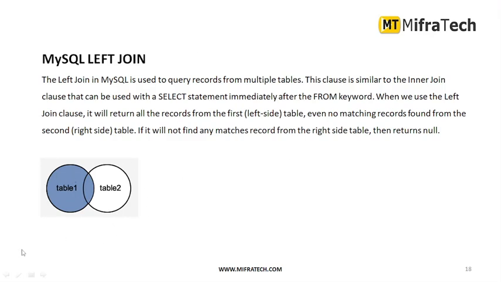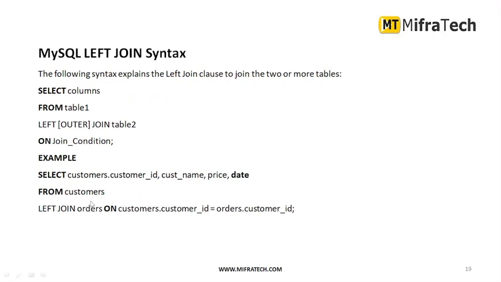It will select all the records from table 1, and the intersection of table 1 and table 2, it will select the intersection part of table 2. This much only, the part only. The syntax: select columns from table 1, left outer join table 2. Let's go to the example.